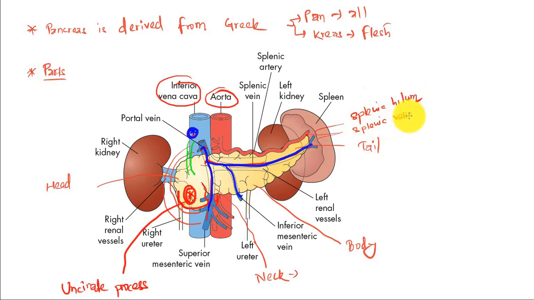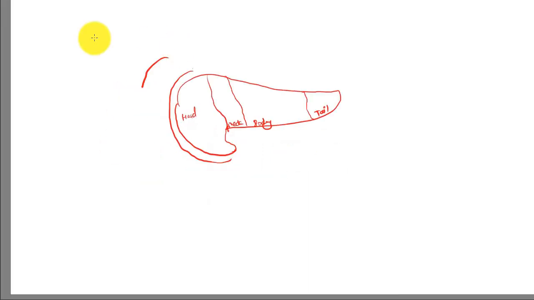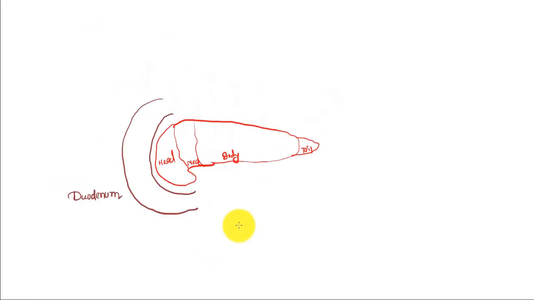and splenic vessels. So let's summarize this again. It is divided into 4 parts: the head, the neck, body and the tail. Here we have the C-shaped duodenum that houses the head of the pancreas. Here we have the common bile duct joining with the pancreatic duct to form the ampulla of Vater. We have the inferior vena cava posterior to the head.